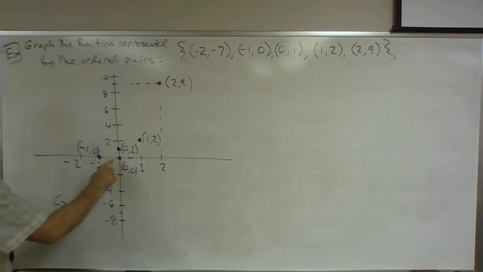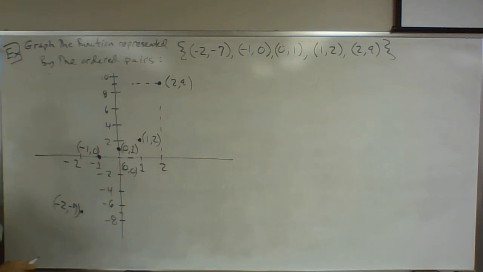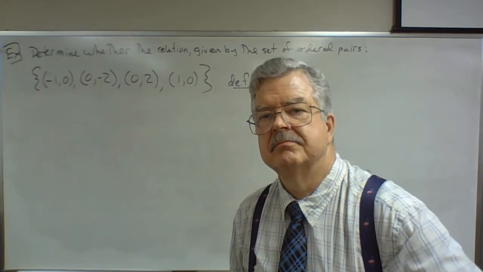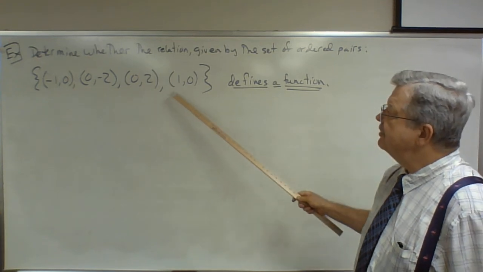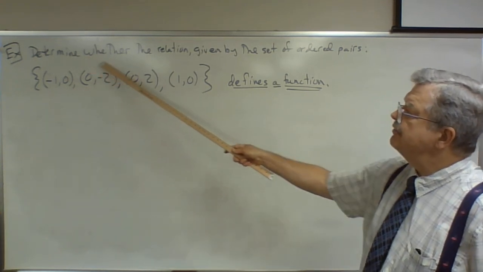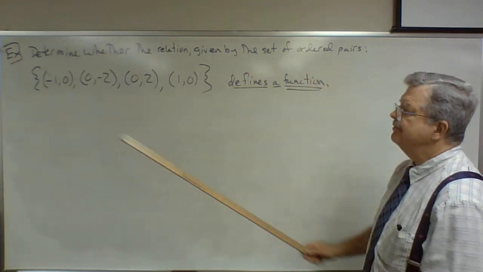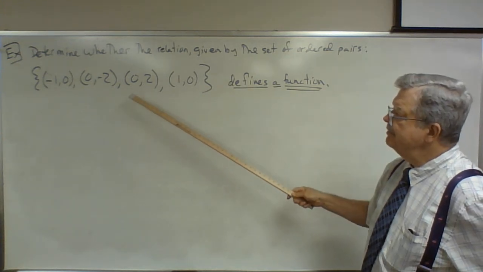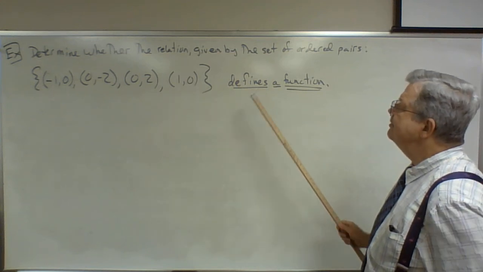Okay, so those are the points in the xy plane that give us the graph of our function. We have a set of ordered pairs here, and the question is, determine whether the relation given by the set of ordered pairs (-1, 0), (0, -2), (0, 2), (1, 0) defines a function.